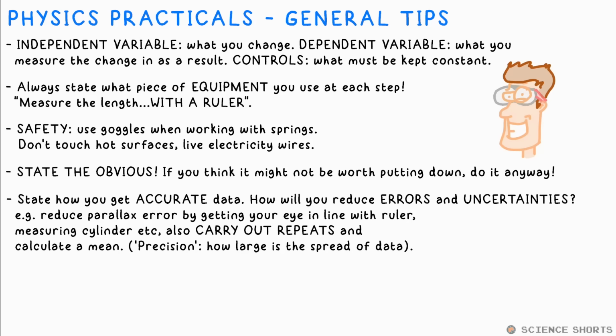Talk about the accuracy of measurements. How will you reduce errors and uncertainties? For example, you get your eye in line with the measurement when using a ruler or measuring cylinder to reduce parallax error. Another classic thing you should put down is multiple or repeat measurements or readings to calculate a mean from.